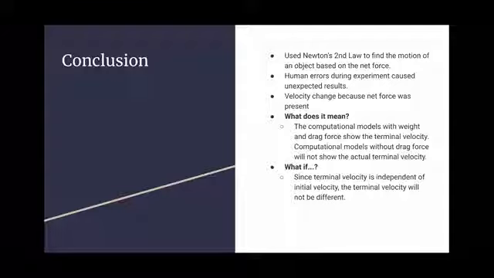So, what does all of this mean? It means that the computational models with weight and drag force show the terminal velocity. Without drag force, there would not be any terminal velocity. Since terminal velocity is independent of initial velocity, the terminal velocity will not be different.